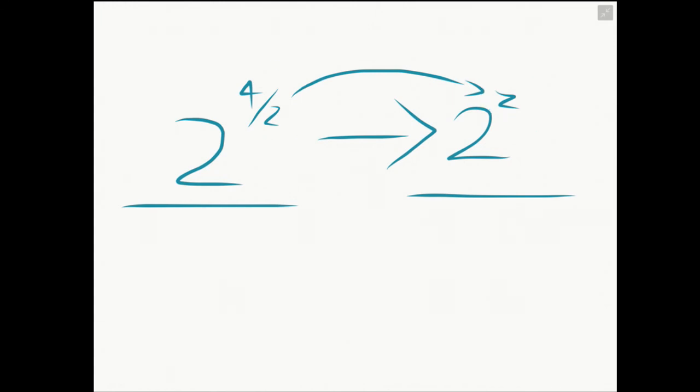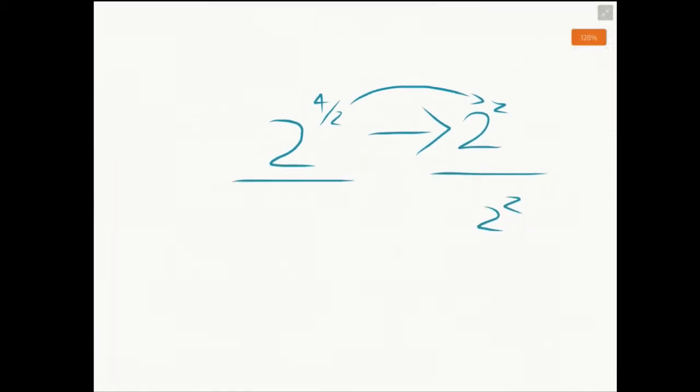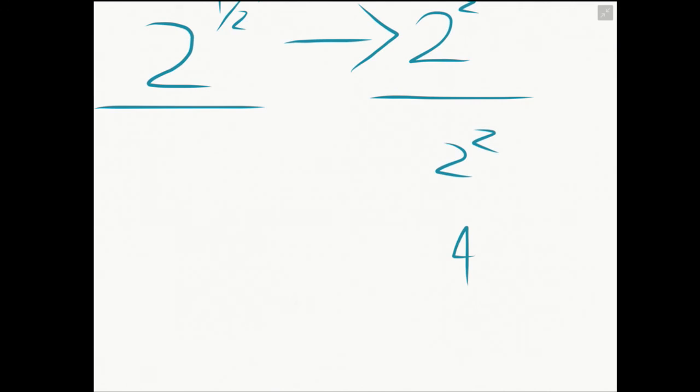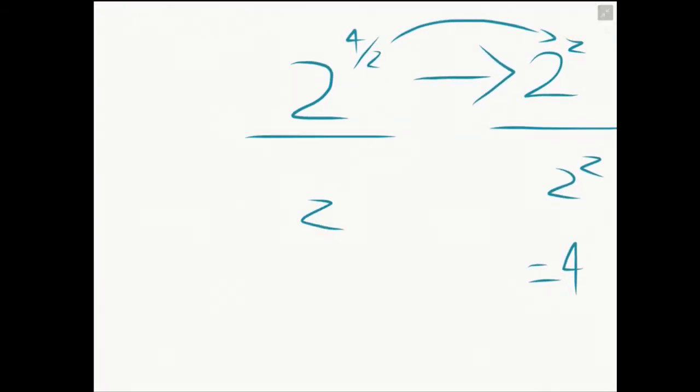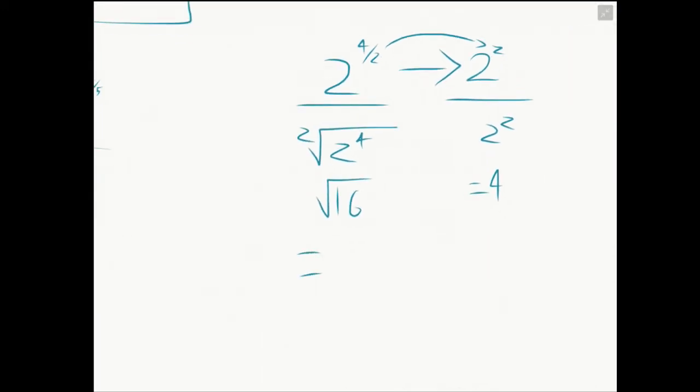Okay, so let's try it out. 2 squared is equivalent to 4. Okay. 2 to the power of 4, and take the square root of that. What will that be equivalent to? Well, 2 to the power of 4 is 16. And the square root of 16 is 4. So, yeah, they are the exact same thing.